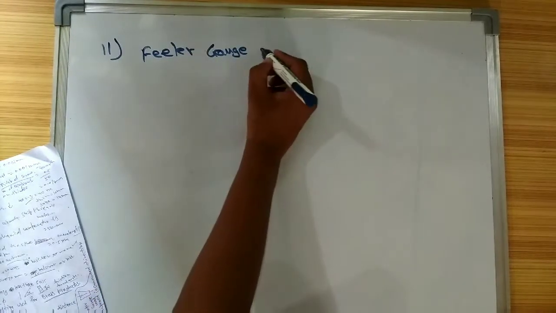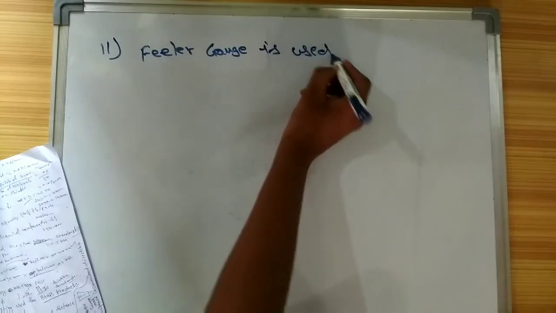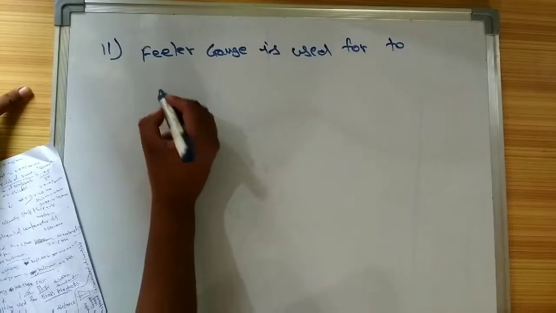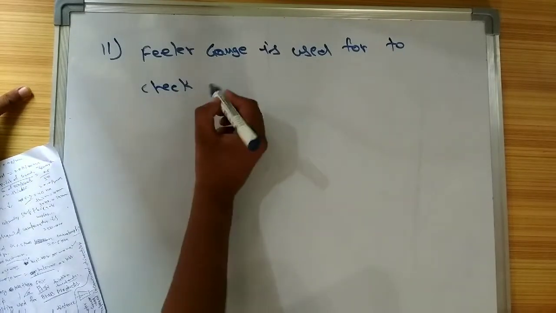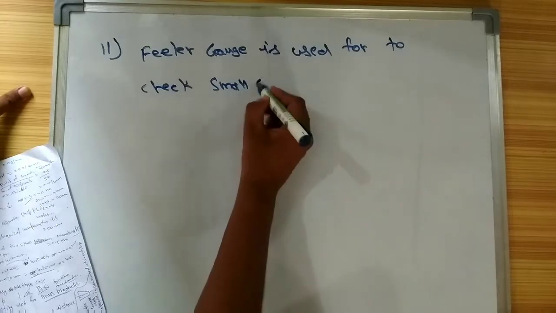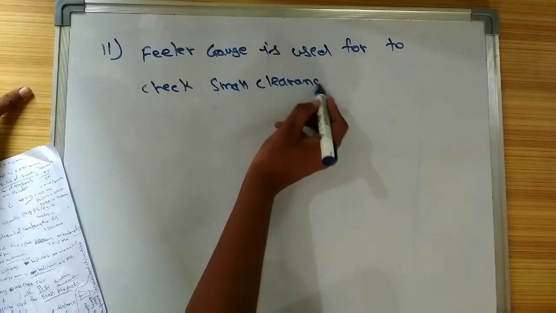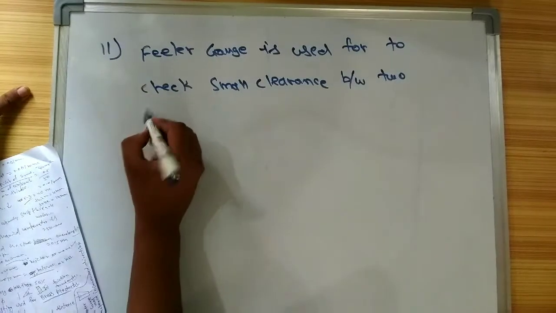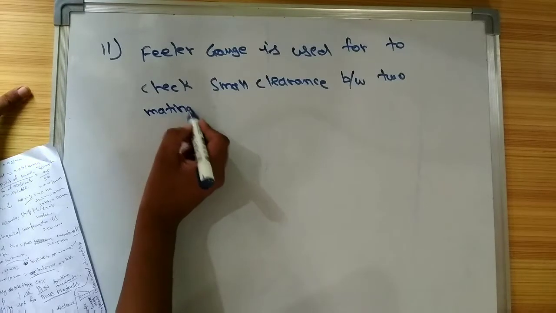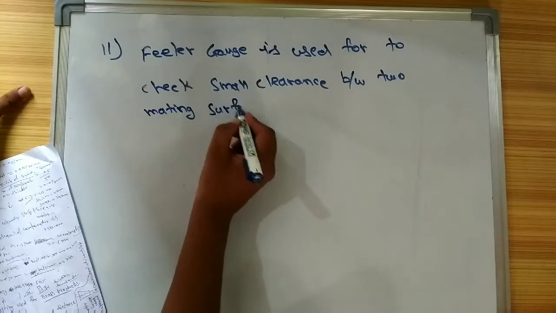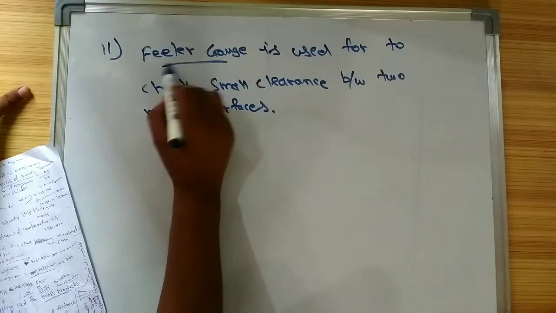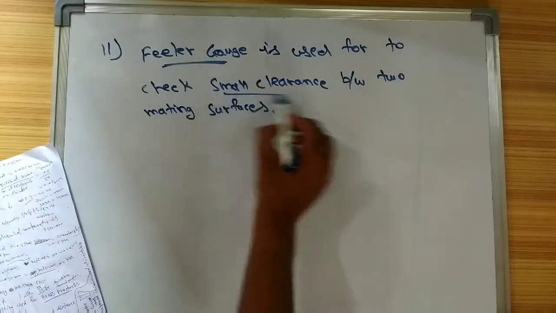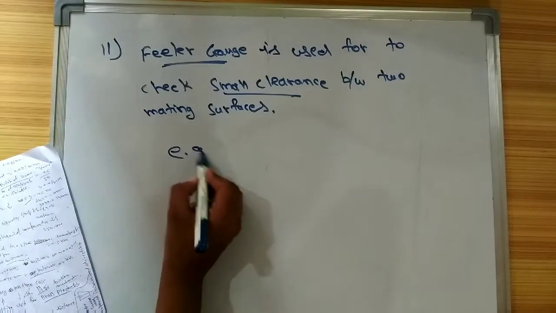A feeler gauge is used to check small clearance between two mating surfaces.